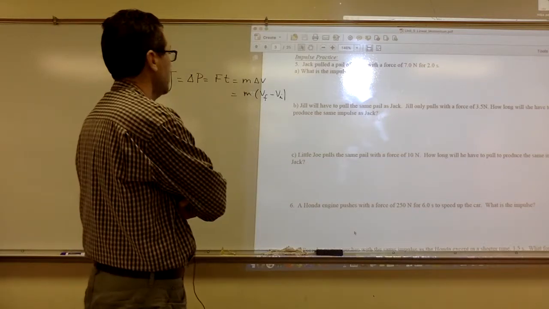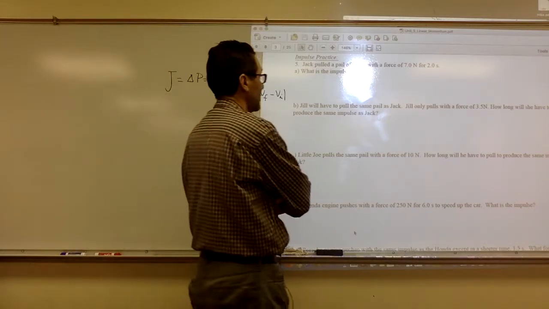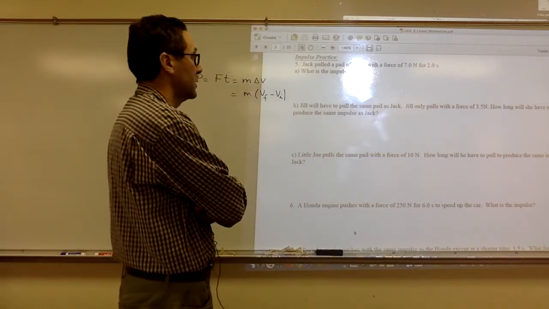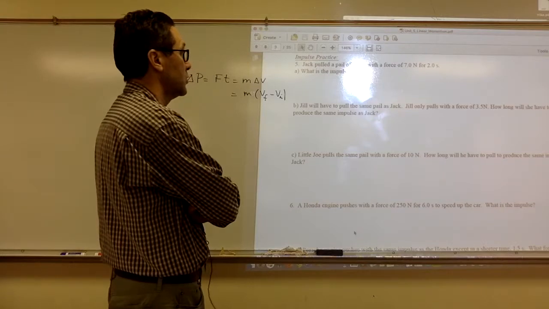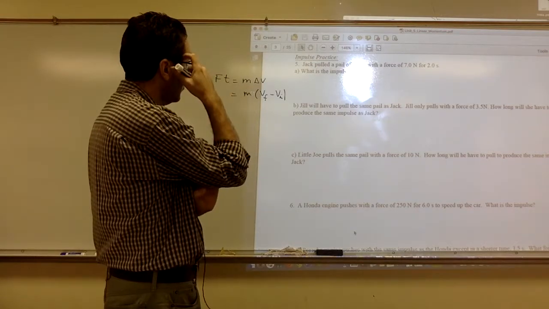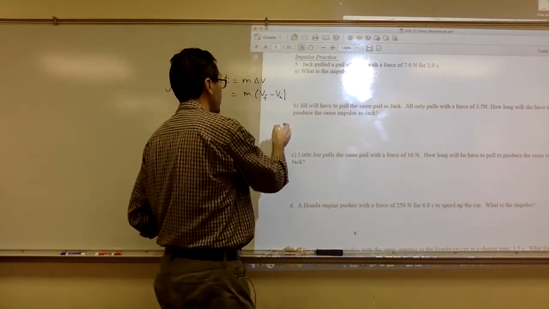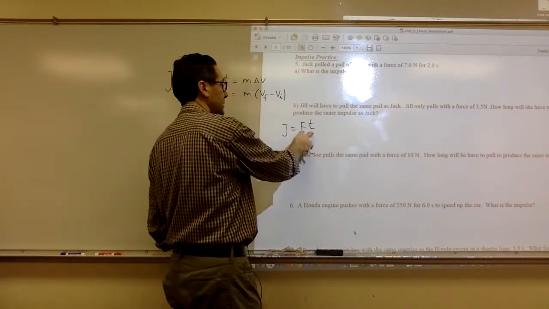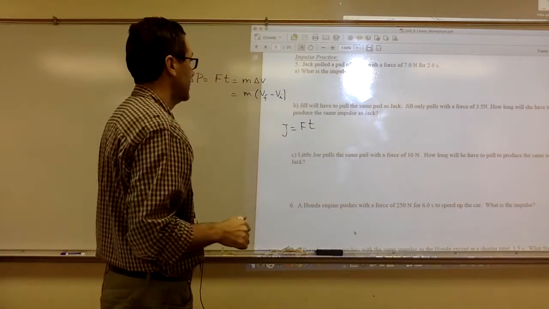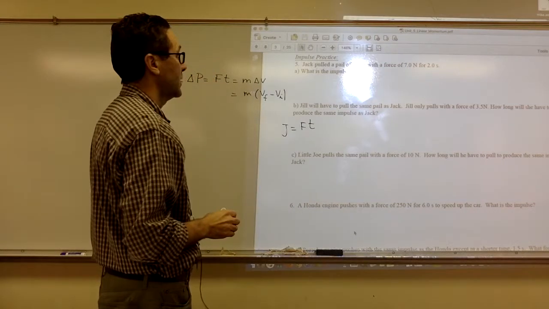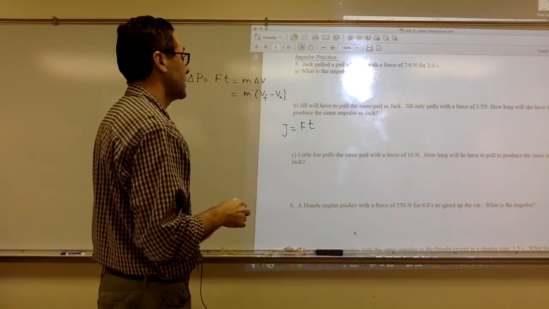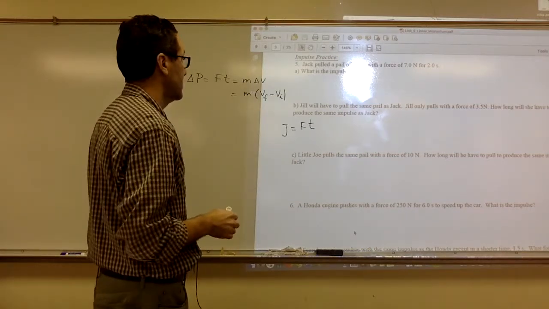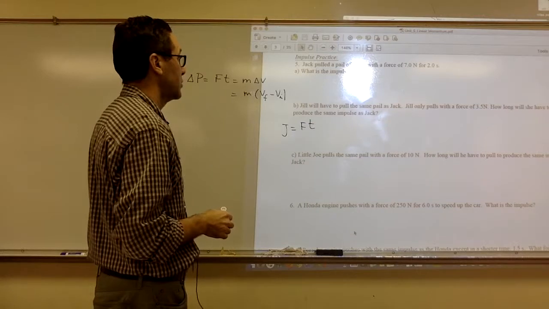Okay. Jill will have to pull the same pail as Jack. Jill only pulls with a force of 3.5 newtons. How long will she have to pull to produce the same impulse? Now, impulse is Ft. So if the impulse stays constant, the F and the t are inversely related. So she's only going to apply half the force. She needs twice the time. Or you can just do the math. You can do 14 equals 3.5 times time, and you should come up with 4 seconds.